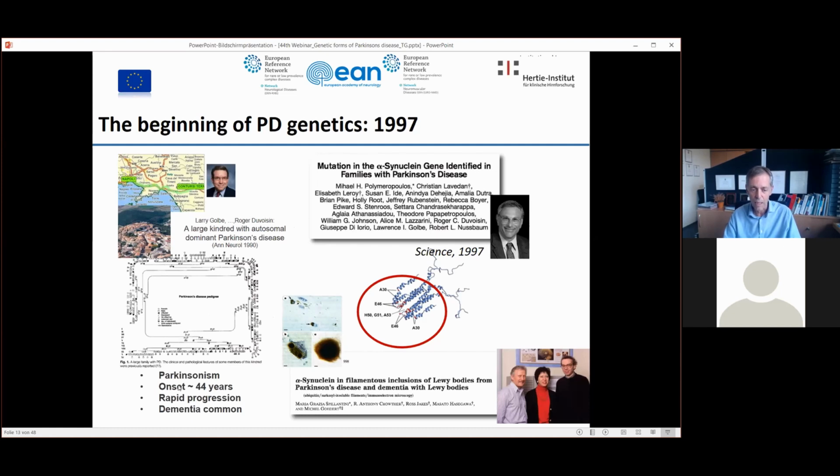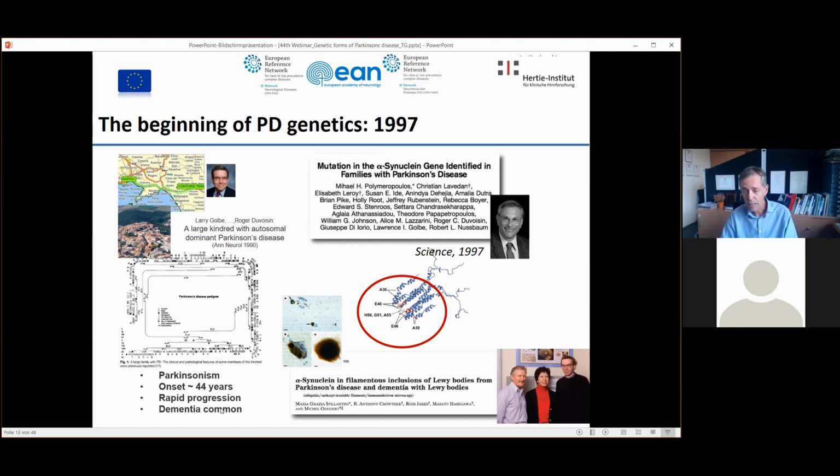In this family, Parkinson's disease was inherited as a dominant disease. You can see here the little black dots go from generation to generation. About 50% of the individuals, of the offspring, actually develop the disease. But they developed the disease relatively early. The average age of onset was 44 years. They had a rapid progression and frequent dementia.